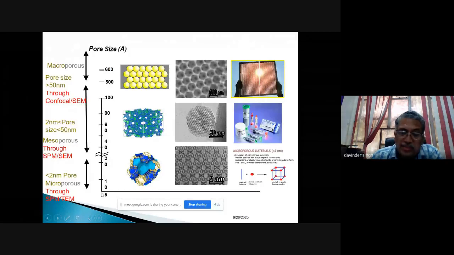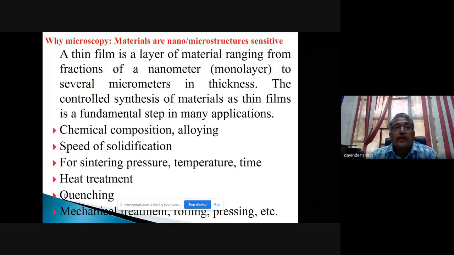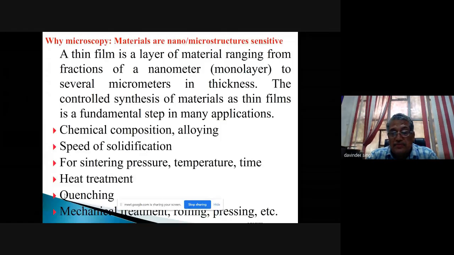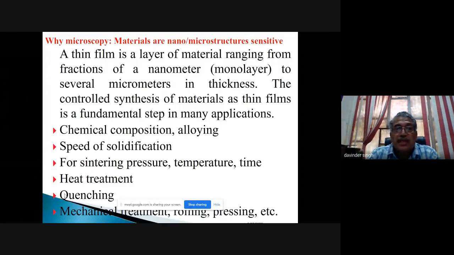But as a fundamental physics, SPM is also possible with this. Okay, so why microscopy? It means how the materials are changing their properties if you change the structure. So materials, nanomaterials, or microstructures are important for all types of materials.